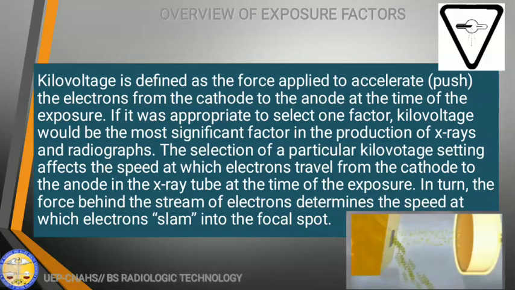If it were appropriate to select one factor, KVP would be the most significant factor in the production of X-rays and radiographs. The selection of a particular kilovoltage setting affects the speed at which electrons travel from the cathode to the anode in the X-ray tube at the time of the exposure. In turn, the force behind the stream of electrons determines the speed at which electrons slam into the focal spot. Again, this is self-explanatory. This is the force of the projectile electrons coming from the cathode traveling to the anode.